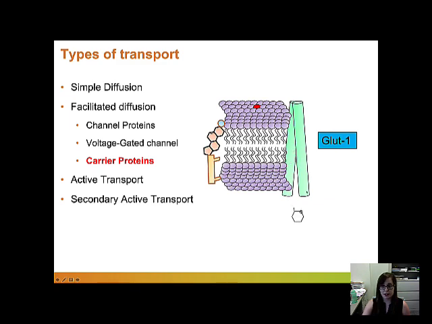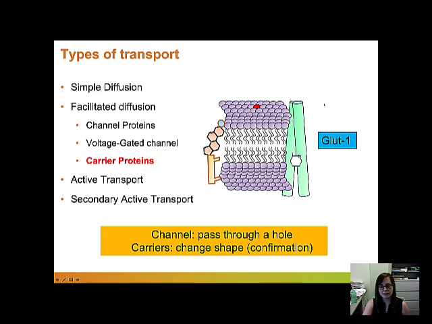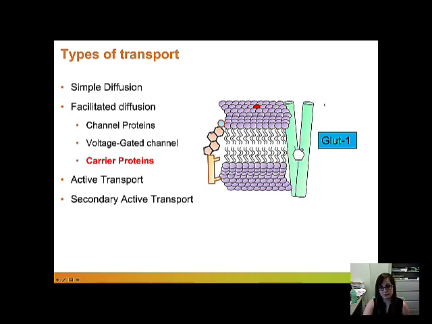Before glucose is bound, GLUT1 is in this conformation here, and then glucose binds. And when glucose binds, that changes the conformation of GLUT1 and allows glucose to exit the cell. Okay, so the difference between channel and carrier proteins is that carrier proteins change their conformation when they bind their solute. But everything's still moving down its concentration gradient.